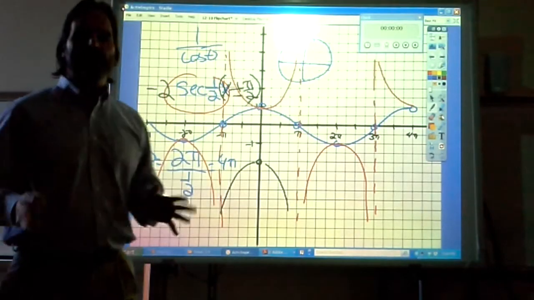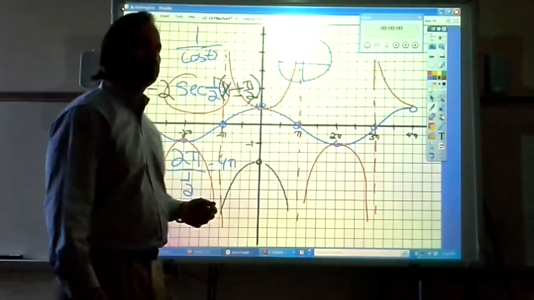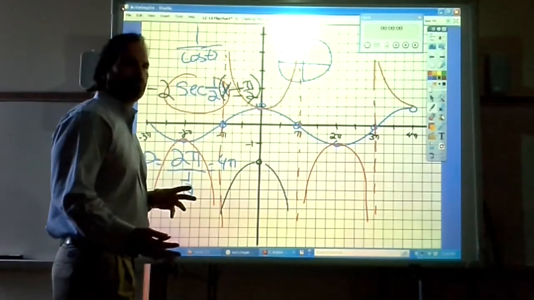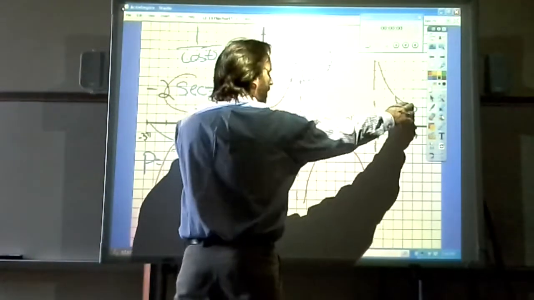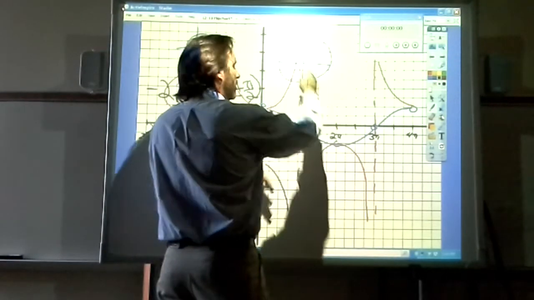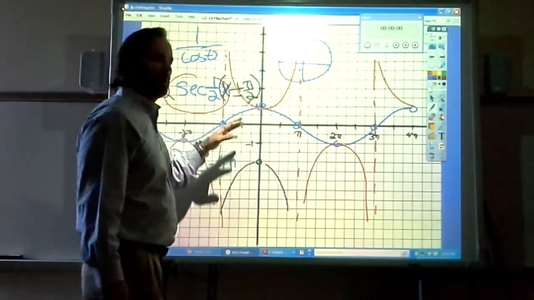Okay? It could probably get pretty messy, but remember what I did here. I established my period. Before I graph secant, I realized that my cosine would be 4 pi, and I know I start at 1, end at 1. There's 4 pi. The middle is -1. The middle of each half is 0. Drew asymptotes. I completed the graph. And then I did my smile and frown.